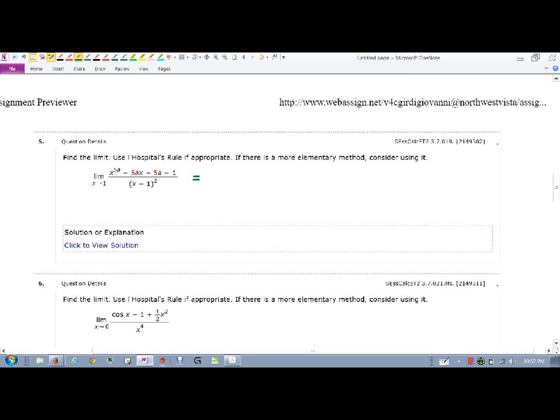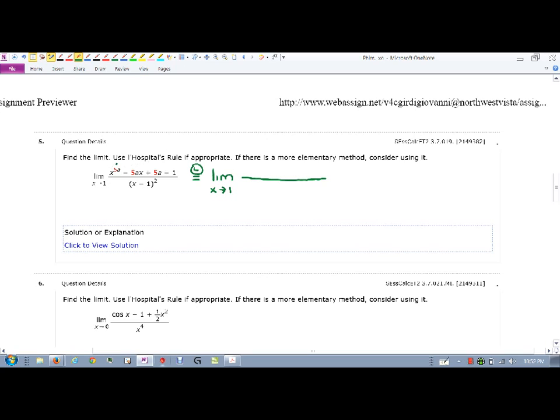When we do it, you can put an L here for L'Hopital. Some books use an H for L'Hopital, but I'll use L. And that means we're going to rewrite the limit as x approaches 1, and we're going to do separately, not quotient rule, the derivative in top and bottom.